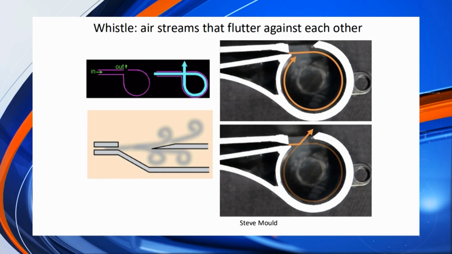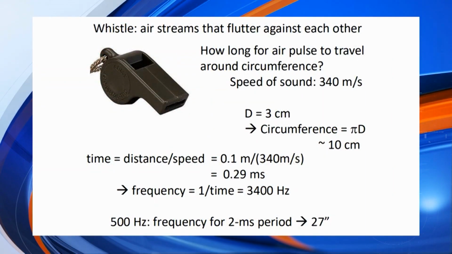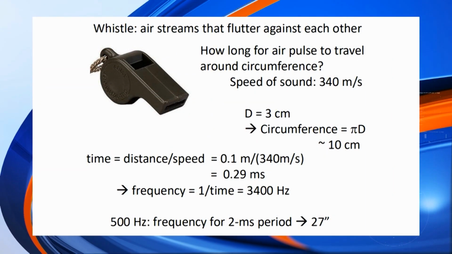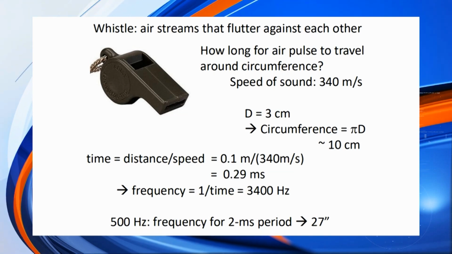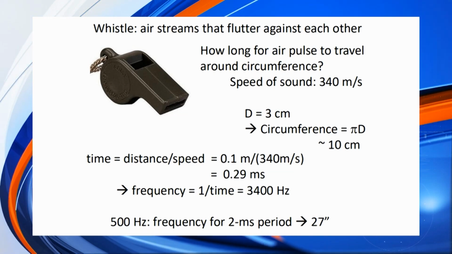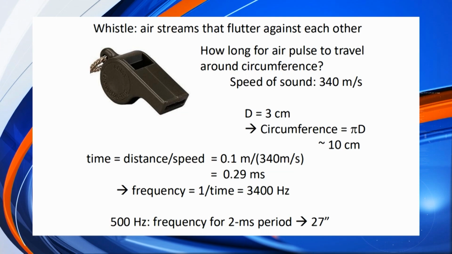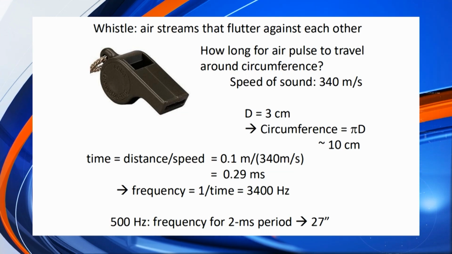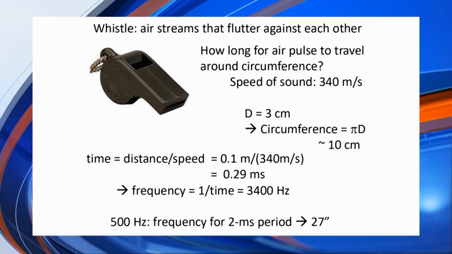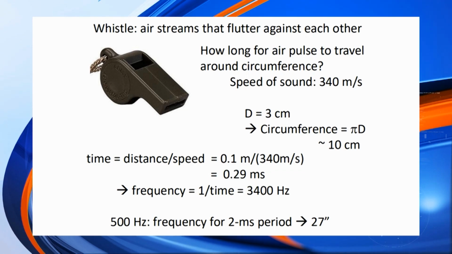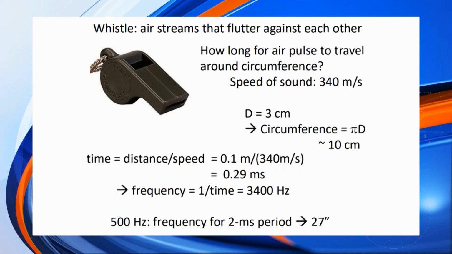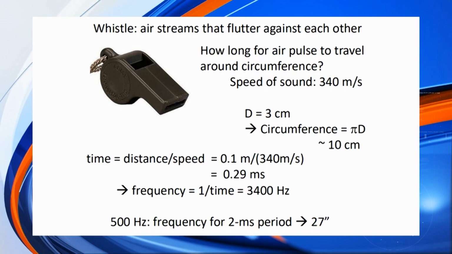If we go to the next slide, that's going to be determined by how long it takes for an air pulse to go around the circumference. If the cylinder has a diameter of about 3 centimeters, it has a circumference of about 10 centimeters. Sound goes at about 340 meters a second, so you can easily calculate it takes about 0.29 milliseconds to go around, and that corresponds to a frequency of about 3,400 hertz, which is a pretty high pitch. That would be like the referee whistle.